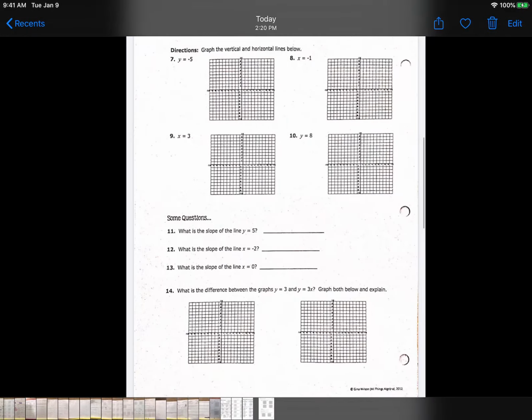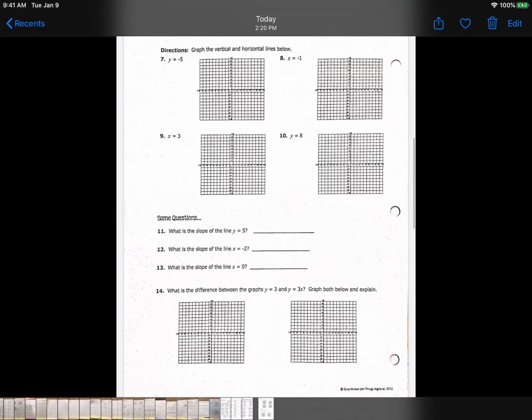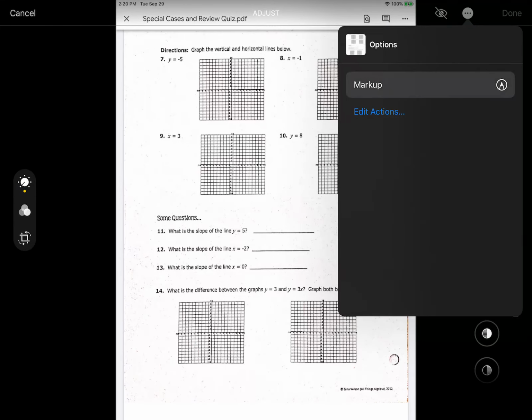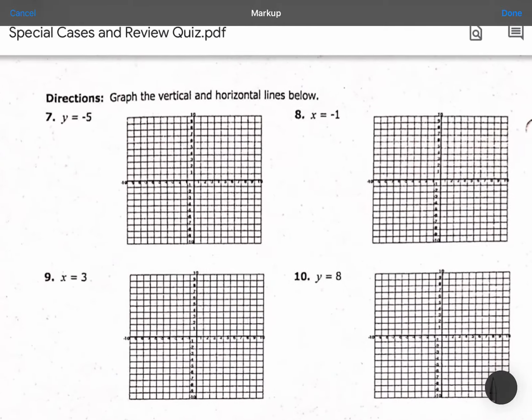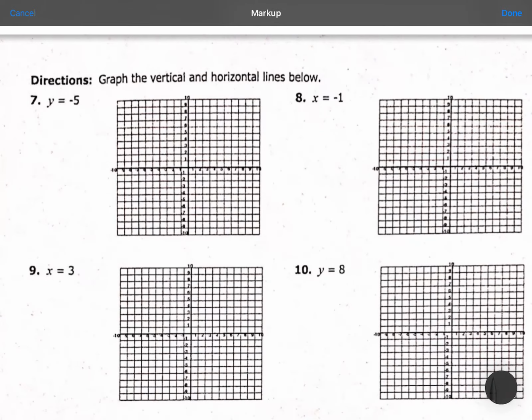All right, so flip your paper over, and let's see what's on the back side here. Now we have to graph. Well, we already know that x equals are vertical, and y equals are horizontal. So this first equation is y equals -5. So go to the y-axis and put a dot at -5 and draw yourself a horizontal line, because it's going to go through.